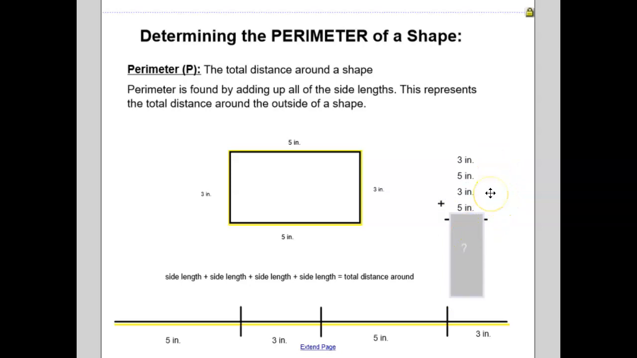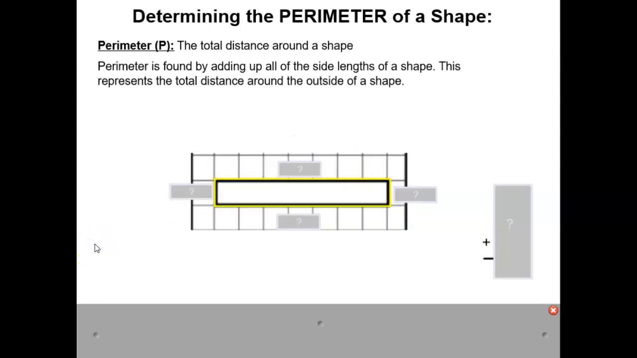You're exactly right. When you add multiple addends, you try to find the most efficient way to add them. So you would add 5 plus 5, which you know is 10, plus 3 more, which you know is 13, plus 3 more, which you determined was 16. So I know the total distance around the shape was 16 inches, and I determined that perimeter by carefully adding each side length. Let's do another one together.